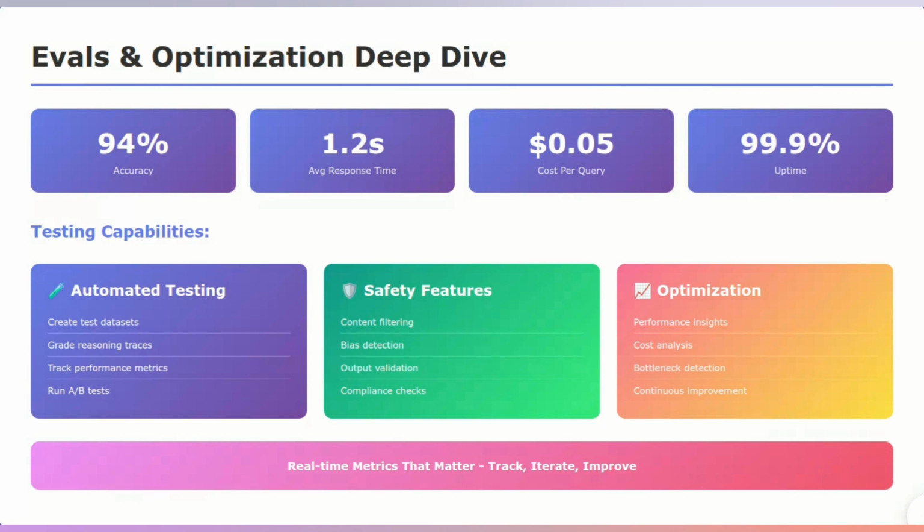Check out this performance dashboard. 94% accuracy, 1.2-second average response time, 5 cents per query, 99.9% uptime. These are the metrics that matter, and you can track them all in real time. This is how you iterate rapidly. You see what's working, what's not, and you adjust.